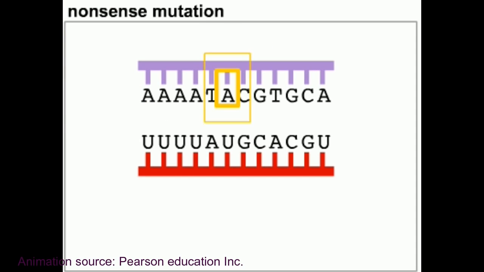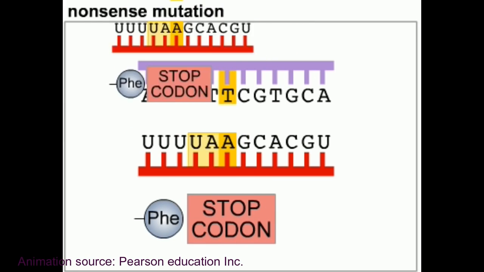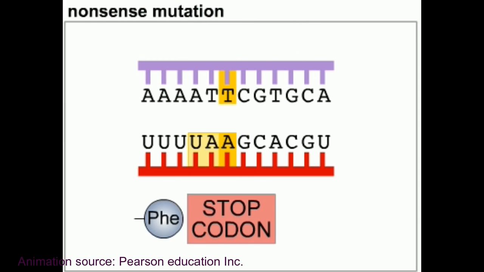The third type is the nonsense mutation. If the base substitution causes a codon to change from one coding for an amino acid to a stop codon, it is a nonsense mutation. In general, nonsense mutations are harmful since they lead to the premature termination of protein synthesis.